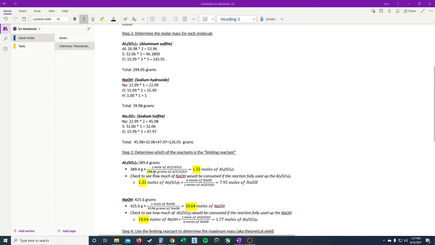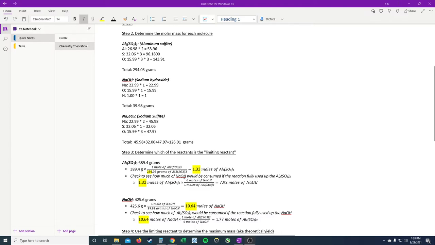The next step is to determine which of the reactants is what we call the limiting reactant. So if you take aluminum sulfite, the problem gives you 389.4 grams. And you want to convert that into moles. And in order to do that, you're going to use the molar mass calculated in step 2. So here we have 294.05 grams per mole of aluminum sulfite. And if you multiply that out, you would get 1.32 moles of aluminum sulfite.